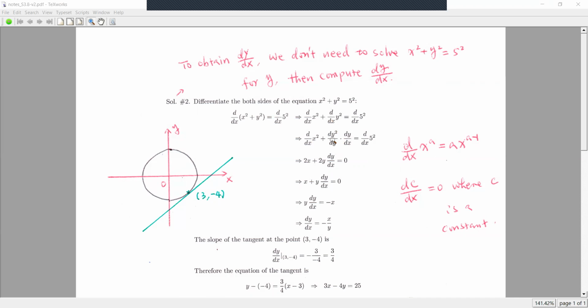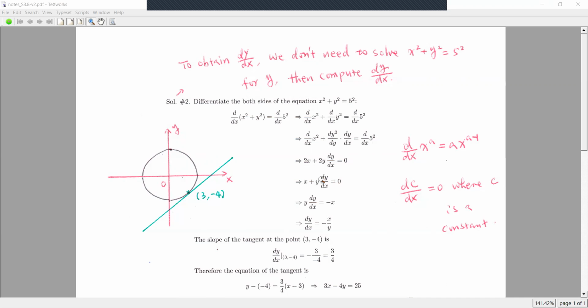Derivative of y squared with respect to y by the same formula is 2y. Derivative of the constant 5 squared is 0. So we have this equation. Now, divide the equation by 2. So we get this equation.